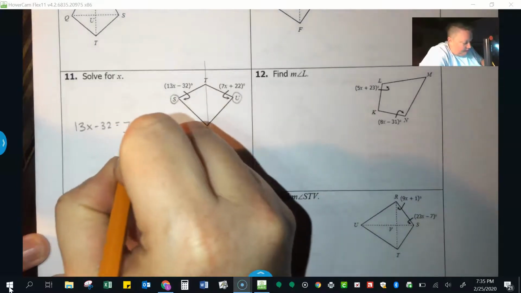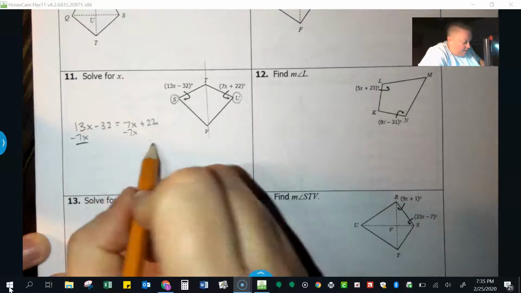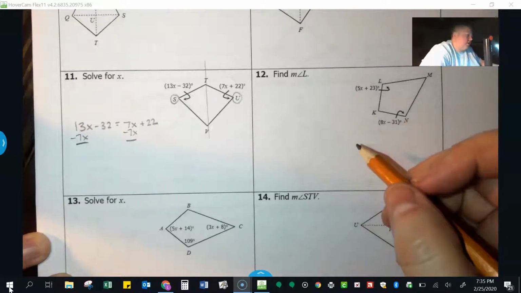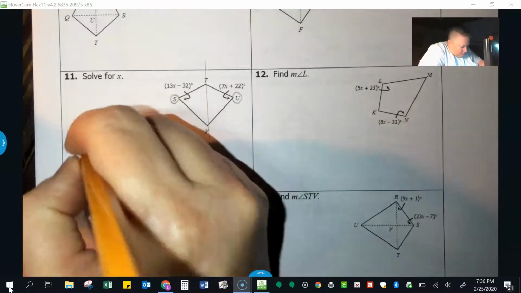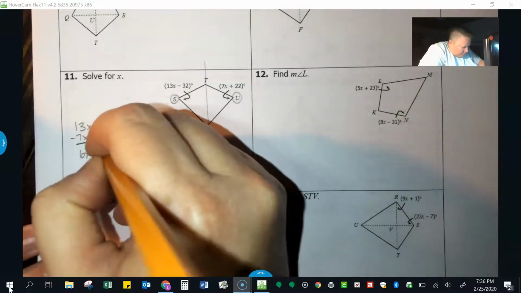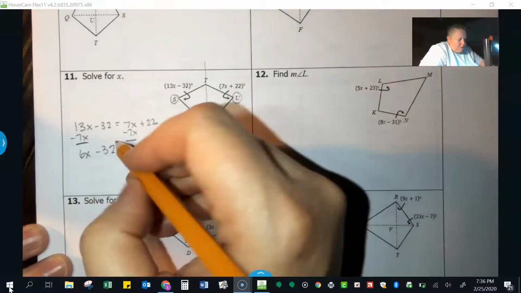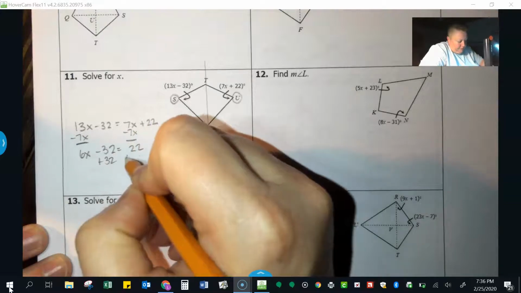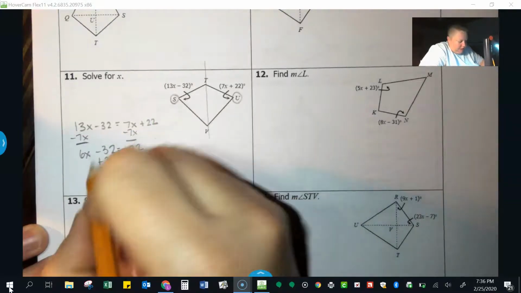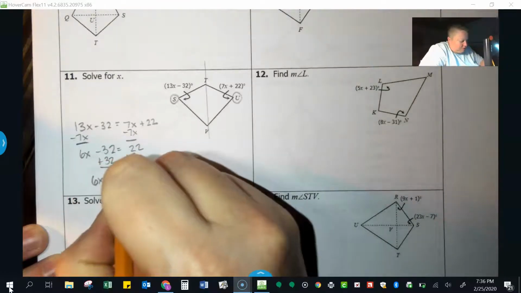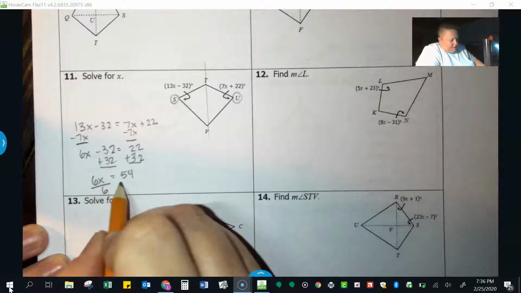Alright, so I'm going to subtract 7x from both sides. I'm subtracting 7x because it keeps x positive. I know we like positive numbers. 13 minus 7, what's that? 7, 8, 9, 10, 11, 12, 13. I'm terrible with addition and subtraction sometimes. And so now I need to move my 32. Remember that you do the opposite. This is a negative, so you're going to add. So now I have 6x equals 54. And I'm going to divide by 6.